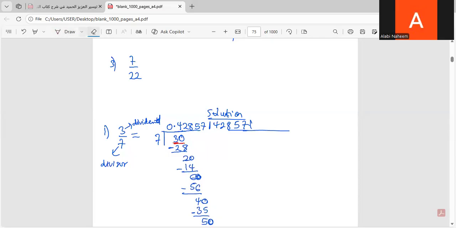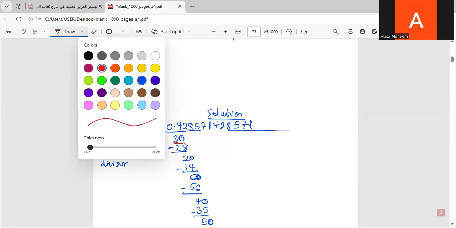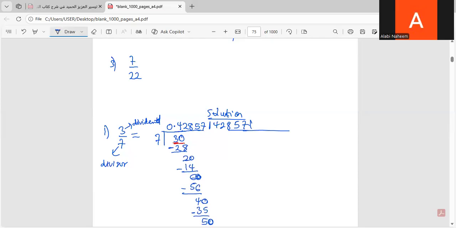So this 4, 2, 8, 5, 7, 1 will continue to repeat itself. It will continue to occur. So if you continue the division from here again, what you have is 4, 2, 8, 5, 7, 1. You can try it. So what do we now do? How do we write our quotient since it's a recurring decimal?